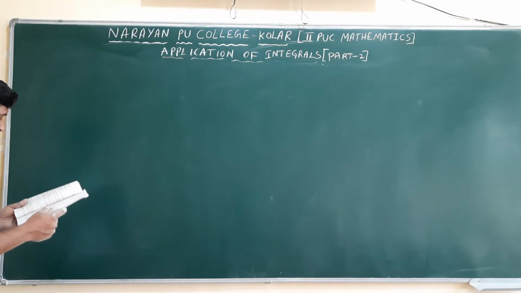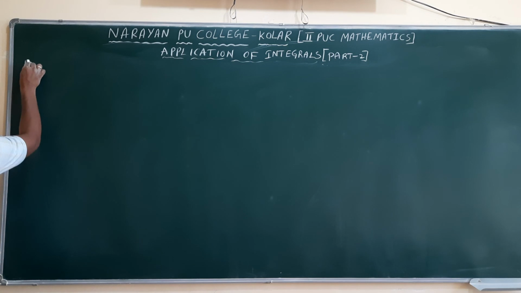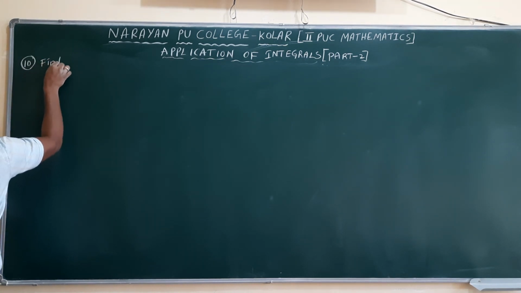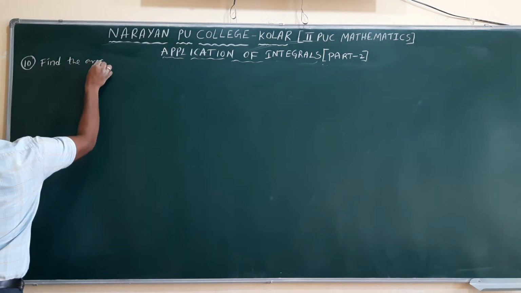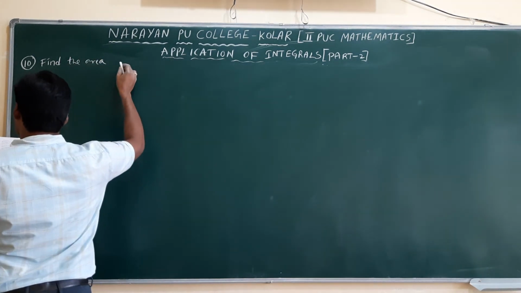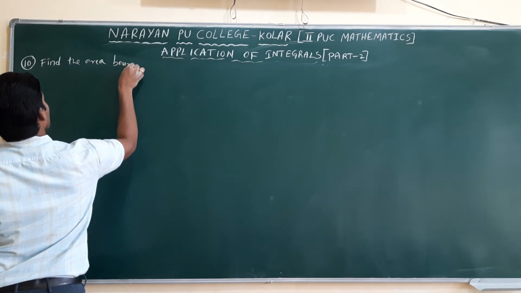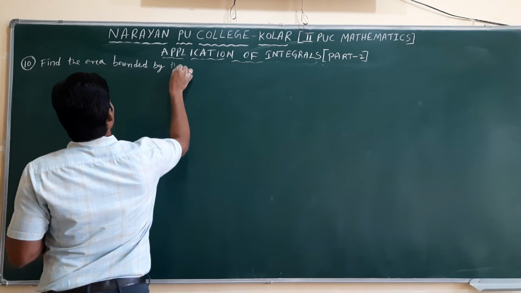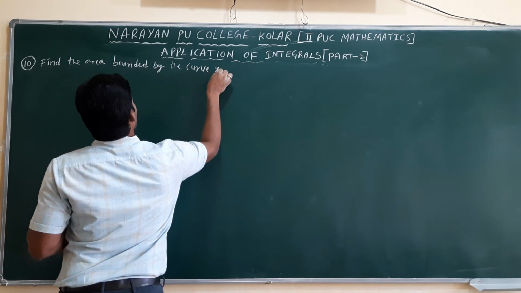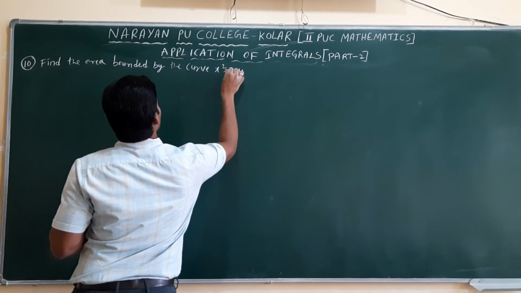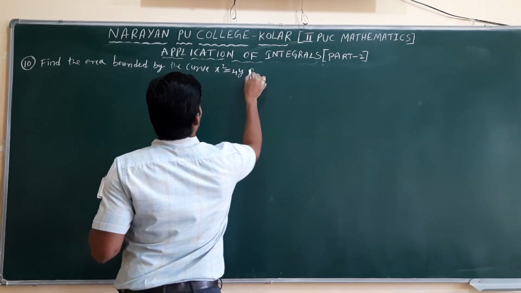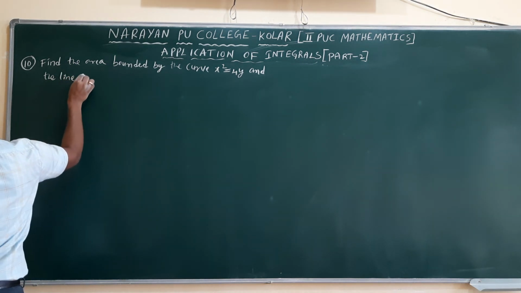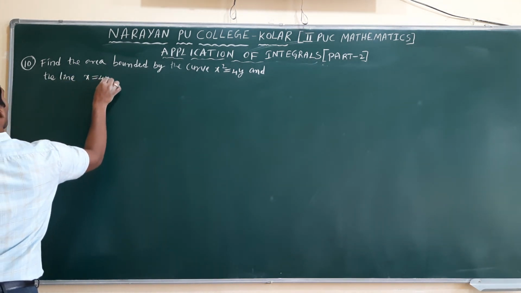So next, question number 10. Find the area of the region bounded by the curve x square equal to 4y and the line x equal to 4y minus 2.